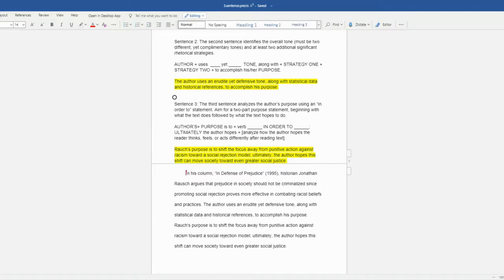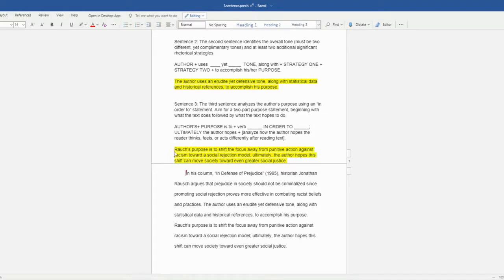So let's look at the first part. Author's purpose is to state what it is in order to. Finish that out and notice this is a semicolon. That means the next independent clause is closely related, so you're not going to separate it. Still 1 sentence. Ultimately, the author hopes. Analyze how the author hopes the reader thinks, feels, or acts differently after reading the text.